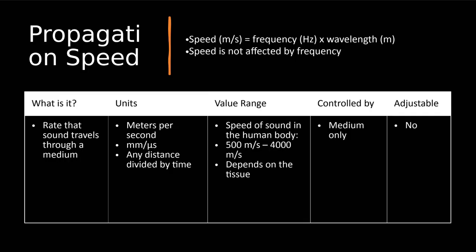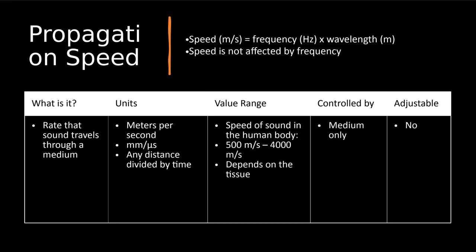Next, we are moving into our propagation speed. One of our last parameters that we are going to talk about. Propagation speed is the rate that the sound wave is going to travel through a particular medium. This is something that is only going to be controlled by that medium itself. We can't adjust this. We can't say, okay, I want the sound wave to travel at this speed throughout this tissue. We don't get to determine that.